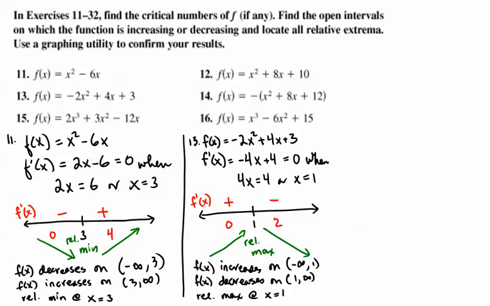If we're looking for the y coordinate, we would have to plug back into the original function. In this case, y would be negative 2 plus 4 is 2 plus 3 is 5, I believe. Again, when you're looking for the y coordinate of the relative max, you're not going to plug into the first derivative. You're going to plug back into the original function. In number 11, x equals 3 would have given us 9 minus 18, which would be negative 9.